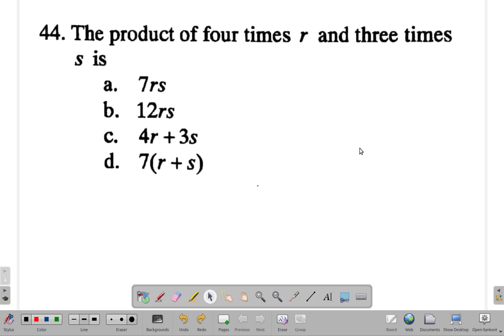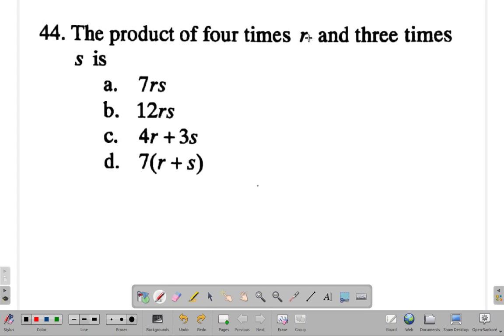Question 44. Take half a minute to do this and let me see what you have. All right, have you done it? What did you get? Let's see what this is about.